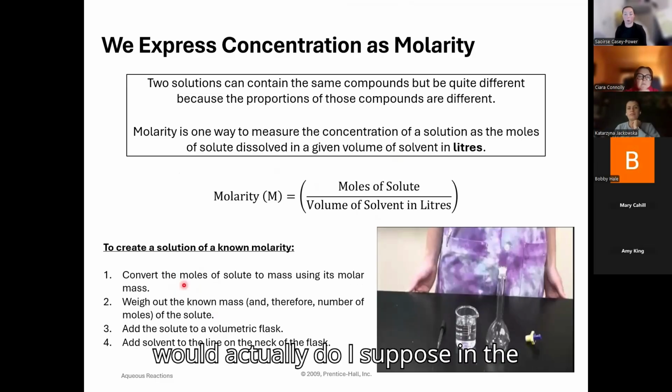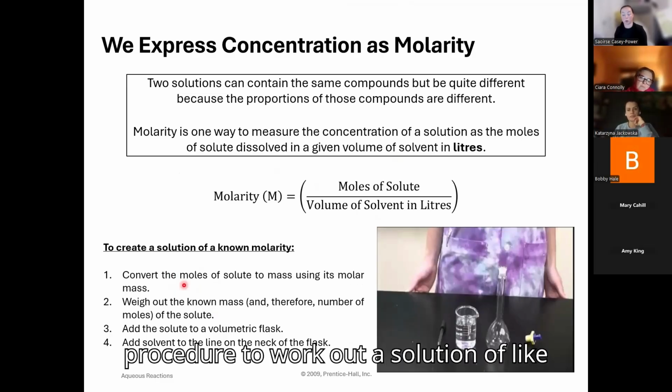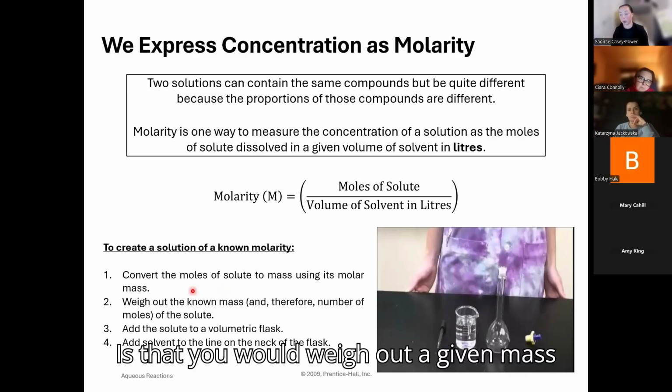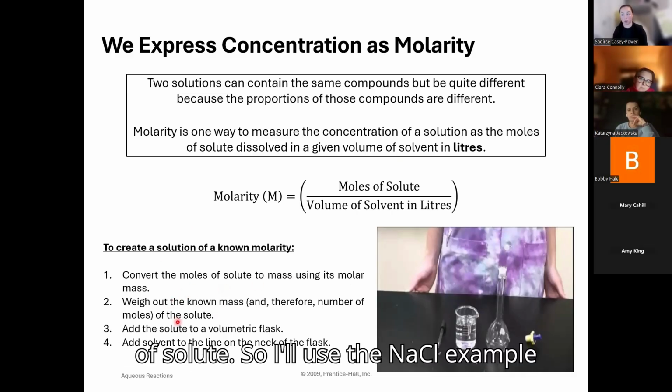But what you would actually do in the procedure to work out a solution of known concentration, or molarity, is weigh out a given mass of a solute. I'll use the NaCl example here.